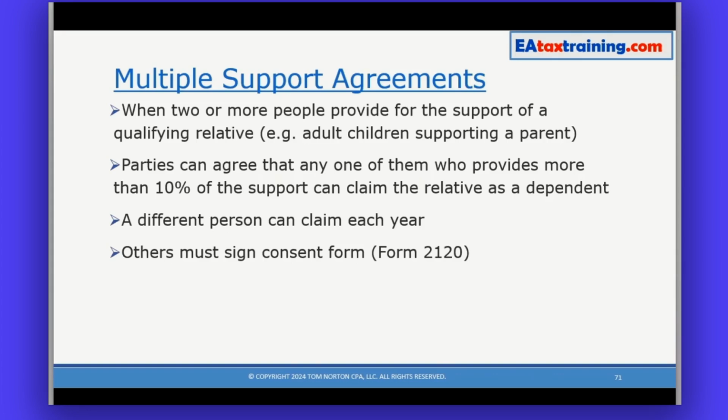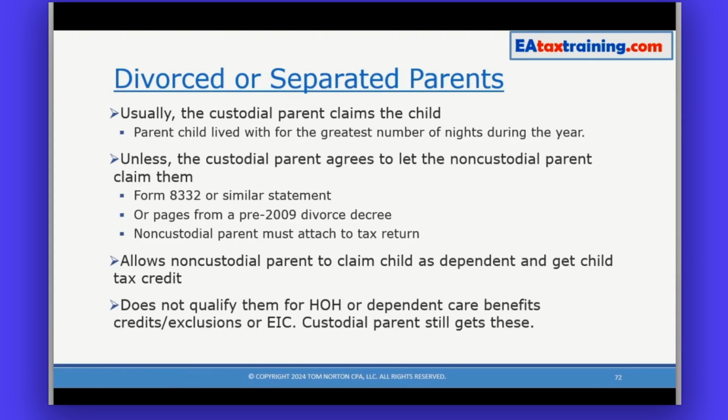They don't all three have to rotate. Maybe they decide that two of them are going to rotate. It's completely up to them, whatever they agree to. It's just that the other people who are helping to support the person must sign this consent form, Form 2120.